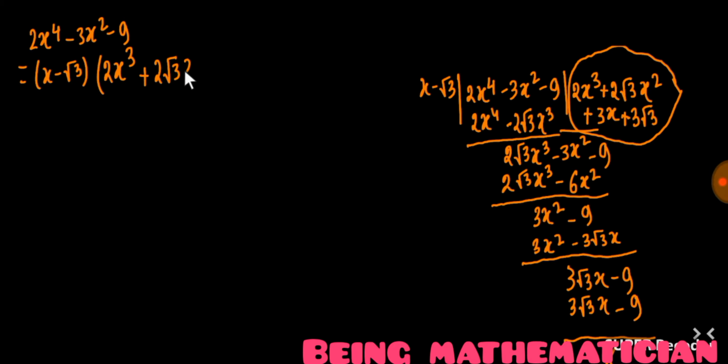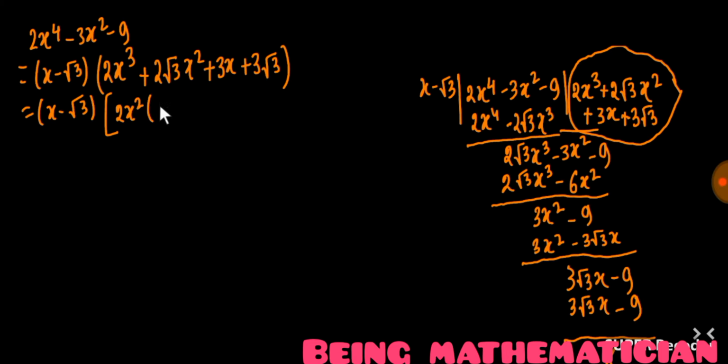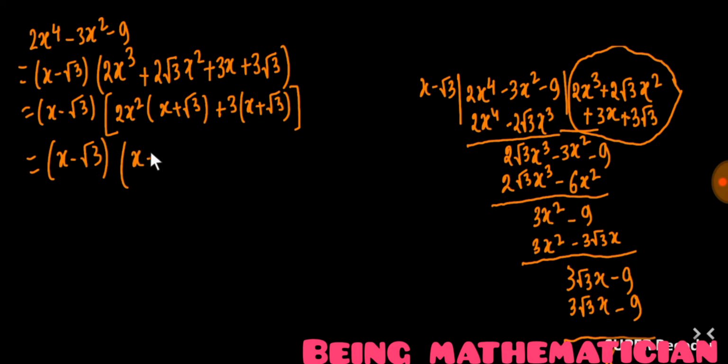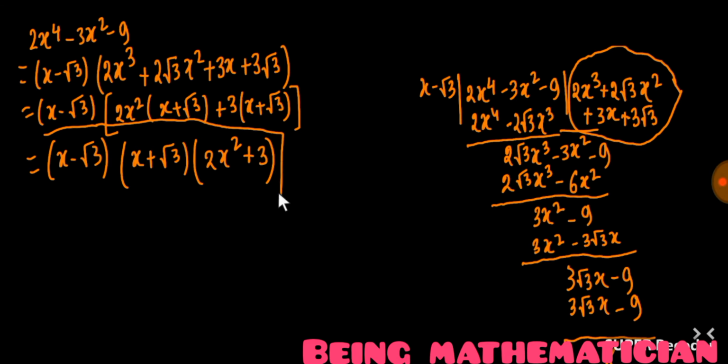Now we factorize this expression again. Now we have 2x square into x plus root 3 plus 3 into x plus root 3. So this is equal to x plus root 3 into 2x square plus 3. So the final answer by factorization of the expression 2x to the power 4 minus 3x square minus 9 is equal to x minus root 3 into x plus root 3 into 2x square plus 3.